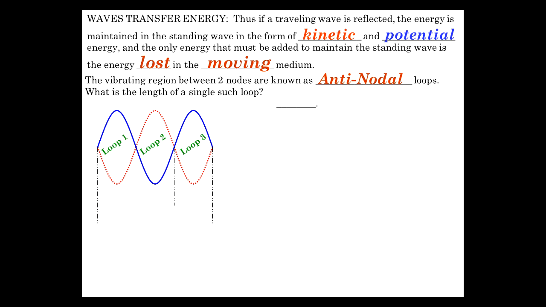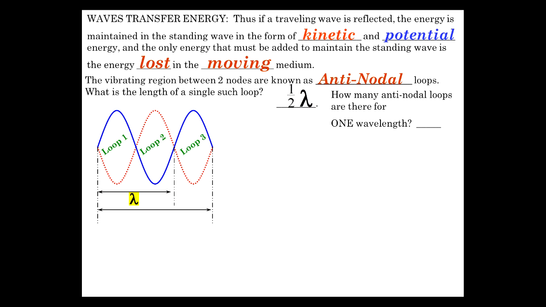And what is the length of one of those loops? Well, first of all, let's consider that this is one wavelength here, so that's lambda. And so an antinodal loop is 1/2 a wavelength. How many antinodal loops are there for one wavelength then? Well, obviously 2. 2 antinodal loops for one wavelength. All right.